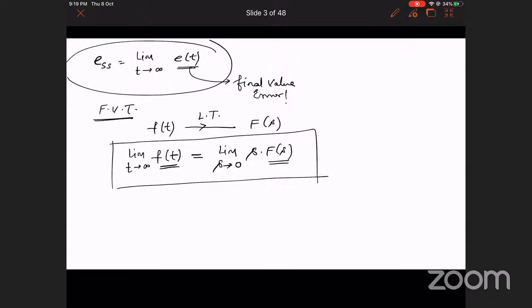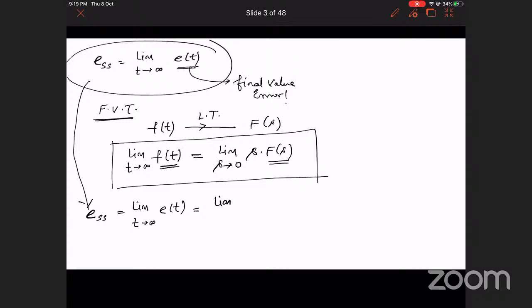Now, guys, don't forget that ESS was nothing but limit t tends to infinity of e of t. I'm sure you'll agree with that. The same statement I have written over here. Now this is equivalent to, referring to the final value theorem, can't I write this?